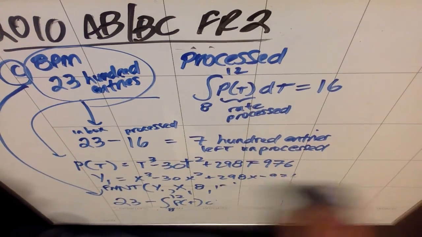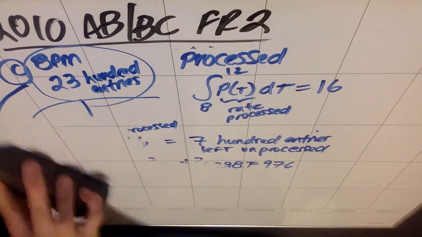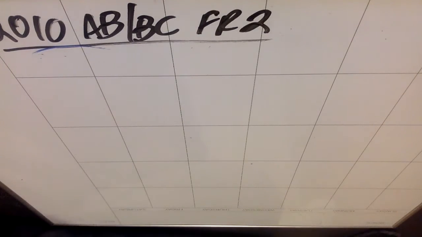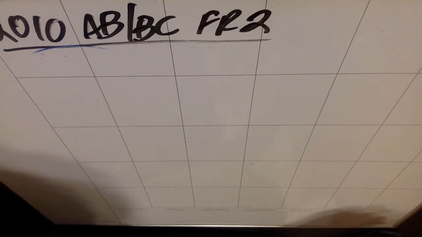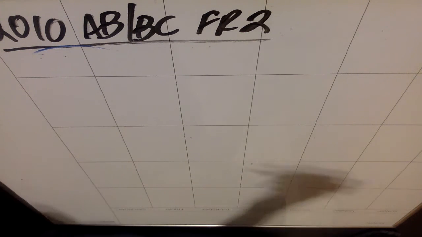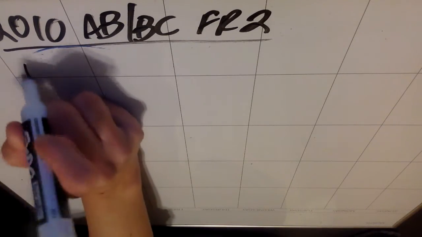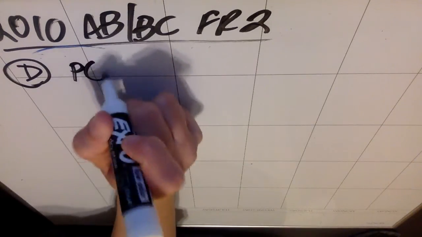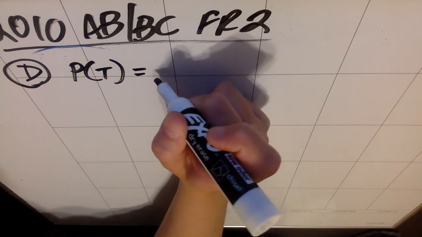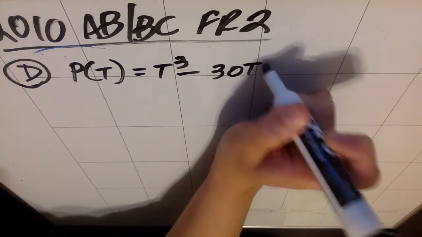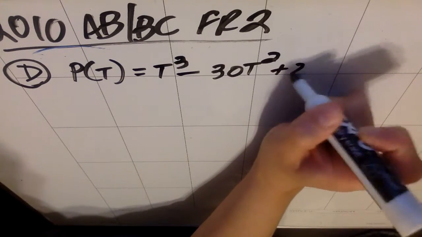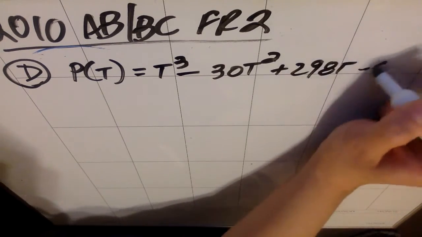All right, so let's do D. All right, last bit, part D. Part D: according to the model from part C, at what time were the entries being processed the most quickly? Justify your answer. Okay, so as a reminder, P of T was T cubed minus 30T squared plus 298T minus 976.